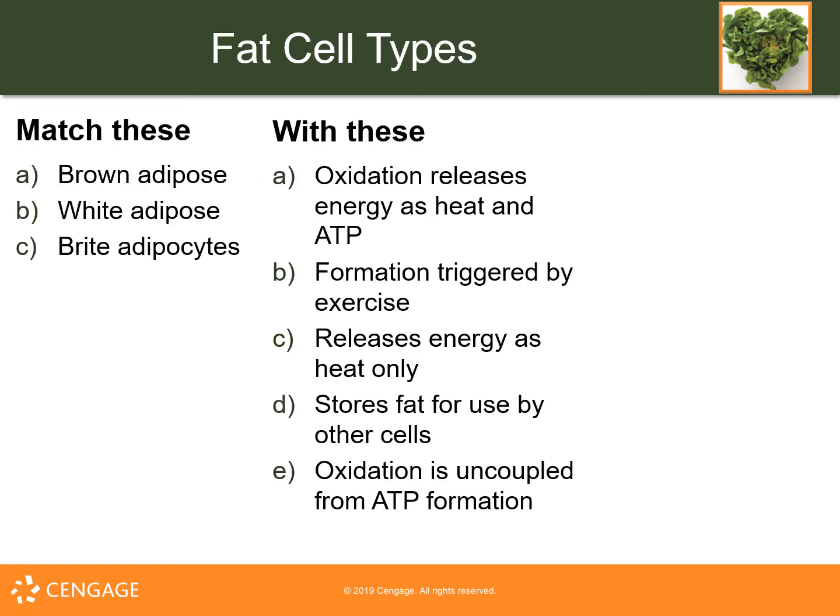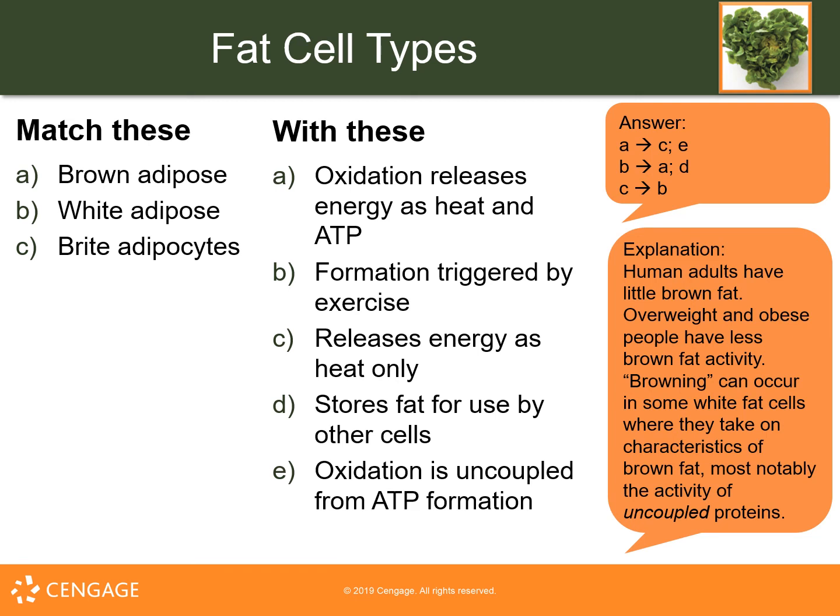Fat cell types. Brown adipose tissue releases energy as heat only, and oxidation is uncoupled from ATP formation. White adipose tissue: oxidation releases energy as heat and ATP, and it stores fat for use by other cells. Beige adipocyte formation is triggered by exercise.